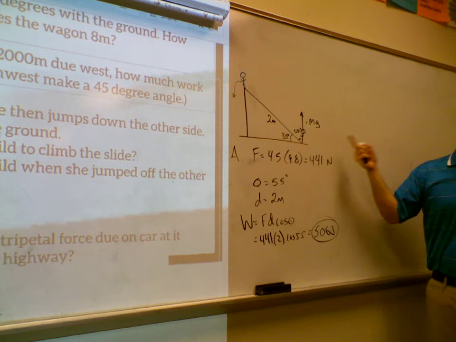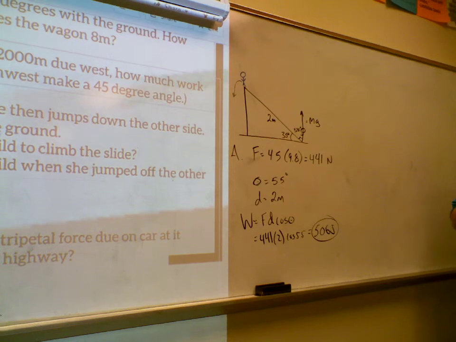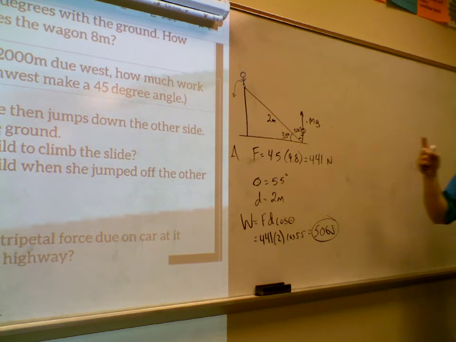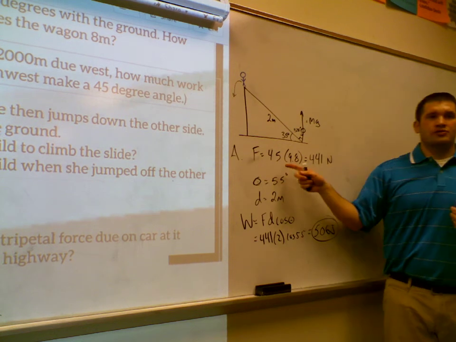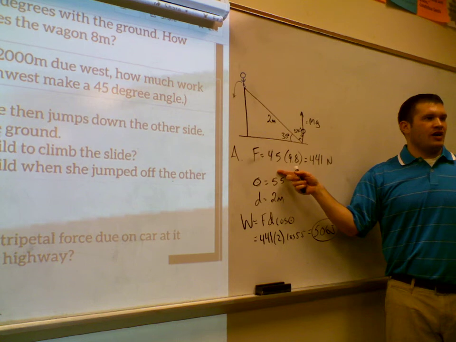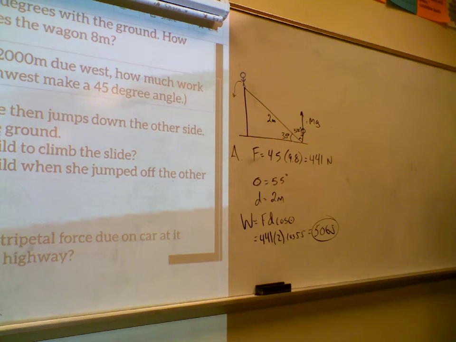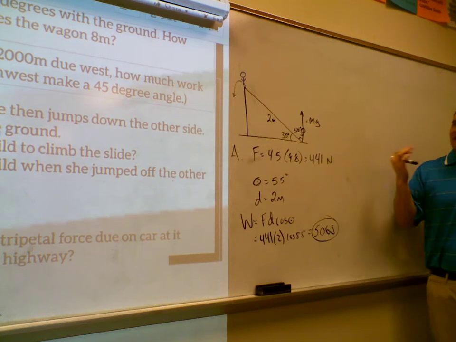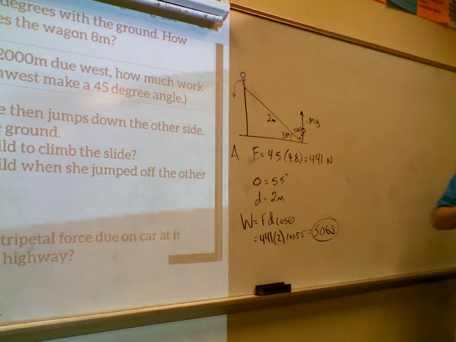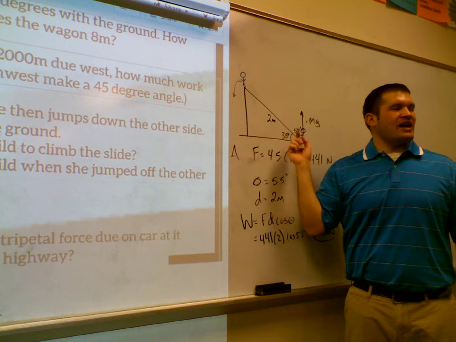Because when the child climbed the slide, how much work did they do? 506 joules, right? What did they work against? Gravity. So the force they applied was equal to gravity, right? When they jumped down the slide, what force is going to pull them down? Gravity. Gravity will pull them down. What distance will gravity pull them down? The same distance that they just climbed up, right?